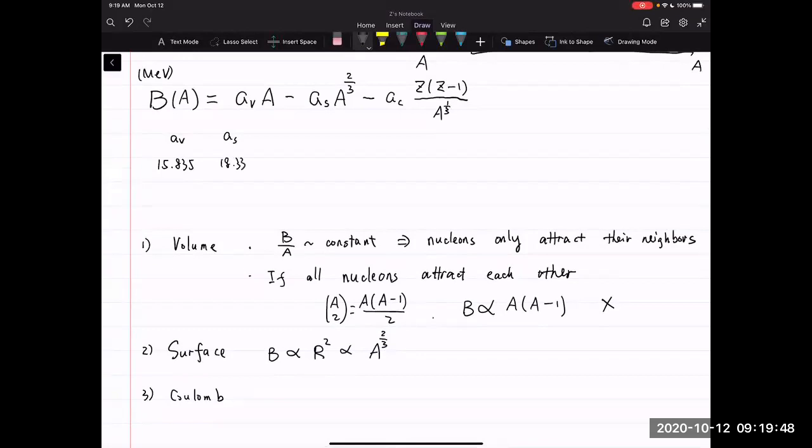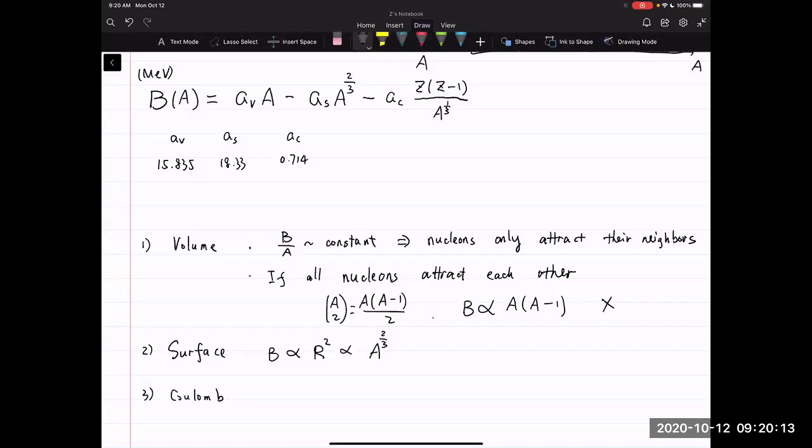18.33. For AC, we know it's a small correction because the Coulomb interaction is much weaker than the strong nuclear force. So its AC should be a small number. In fact, it is pretty small. It's 0.714. And among all these prefactors, this is the only one we can actually compute.